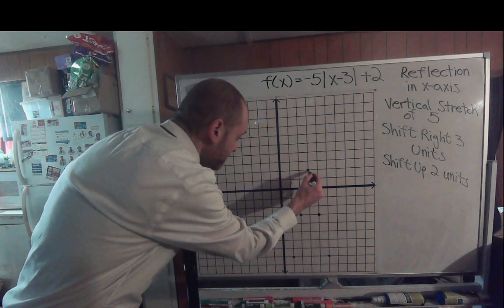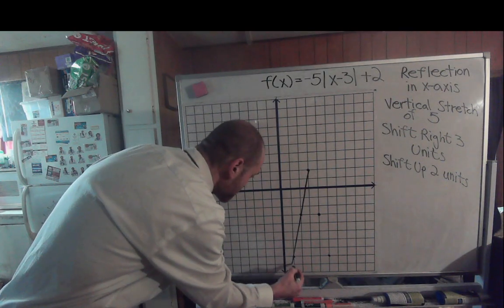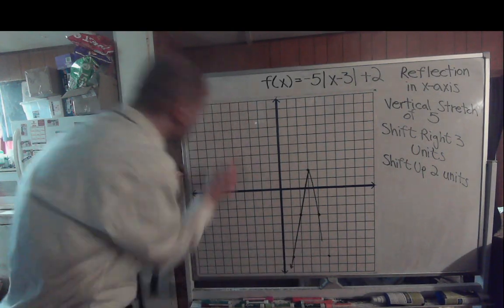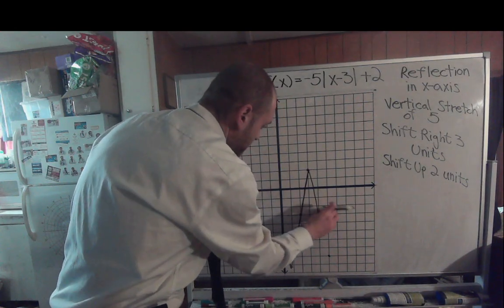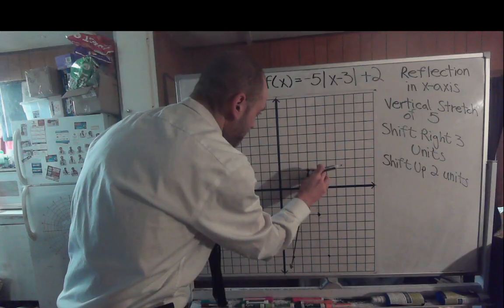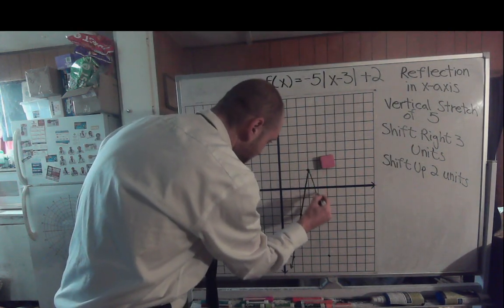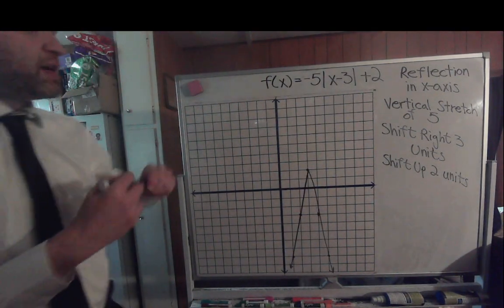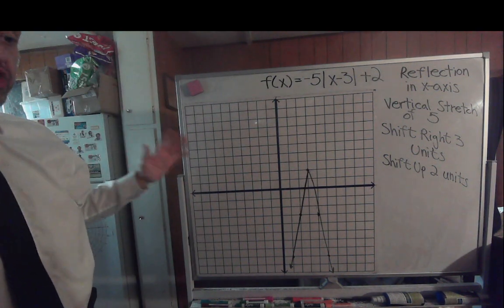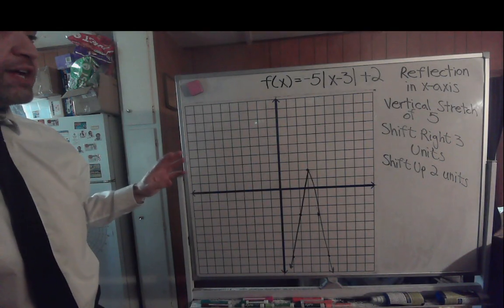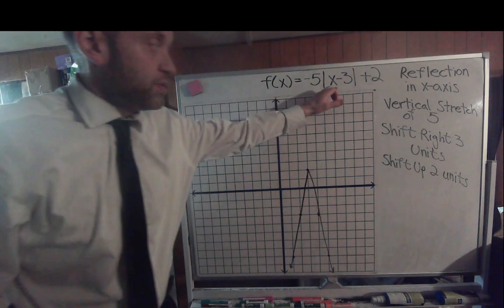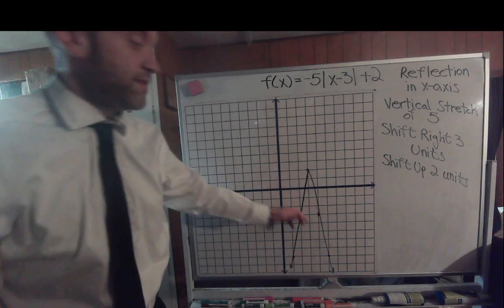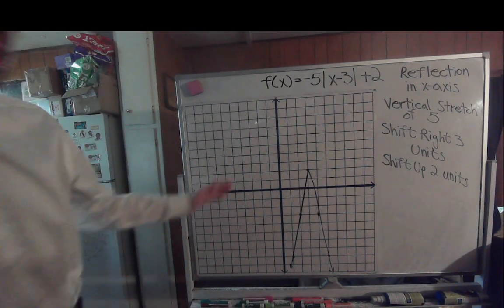So here's the graph I am looking for. Whoa, not that steep on this side. Hold on, I butchered it a little bit. So there's my graph of this monstrosity. I've shifted the original graph of f of x equals the absolute value of x to the right 3 units, upward 2 units. I've reflected it in the x-axis, and I vertically stretched it by a factor of 5. So that's exactly what I should get.